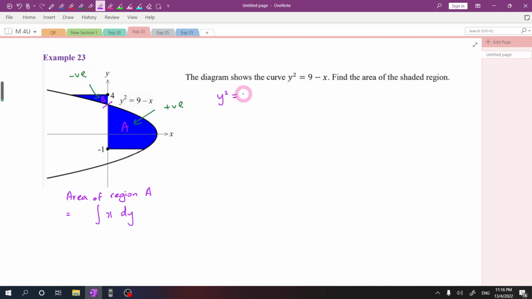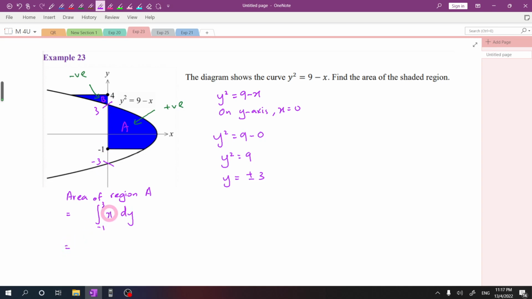y squared is equal to 9 minus x. On the y-axis, x is equal to 0. I'm going to substitute 0 inside here. y squared is equal to 9. y is equal to plus minus 3. We get two answers because one is over here, -3, and one is over here, +3. Okay, now we know the lower limit is -1, upper limit is 3.